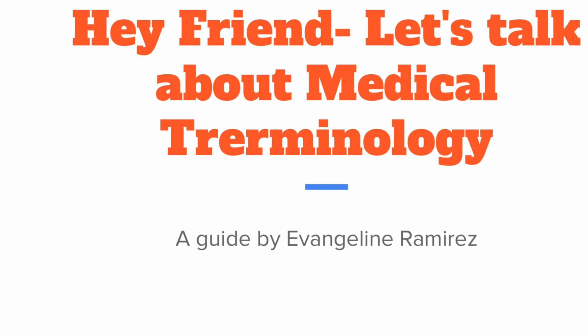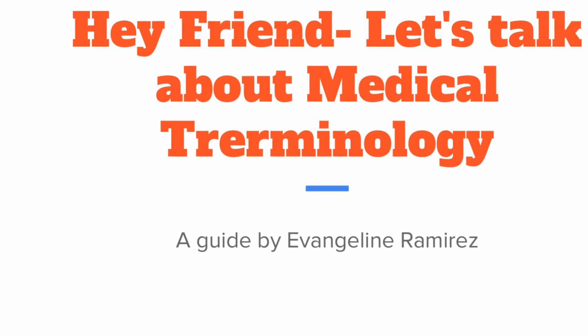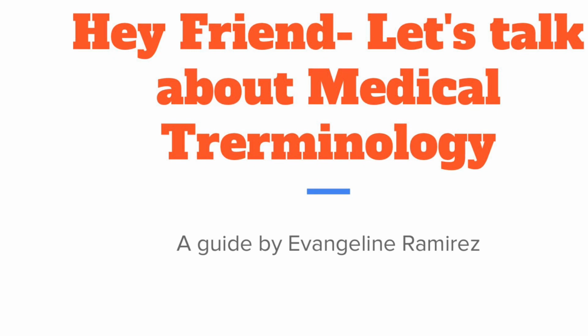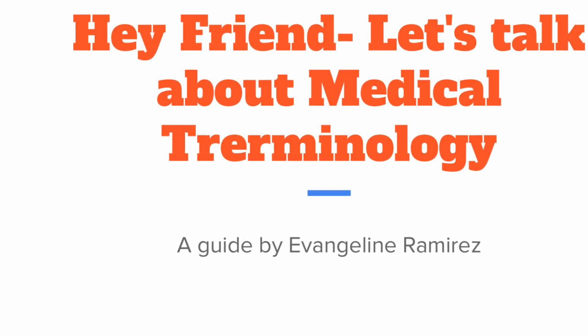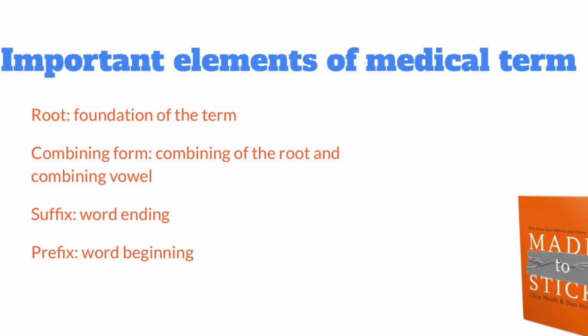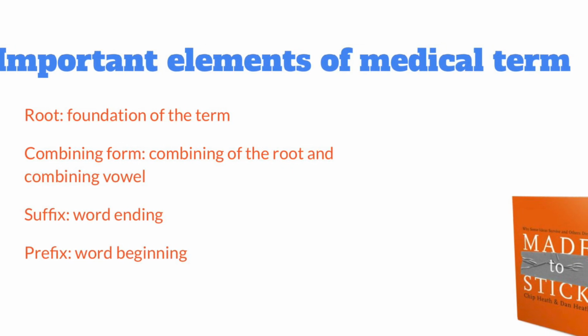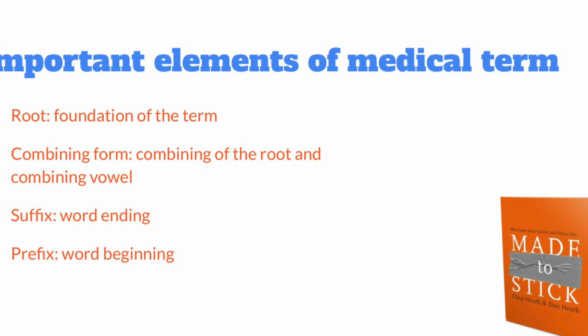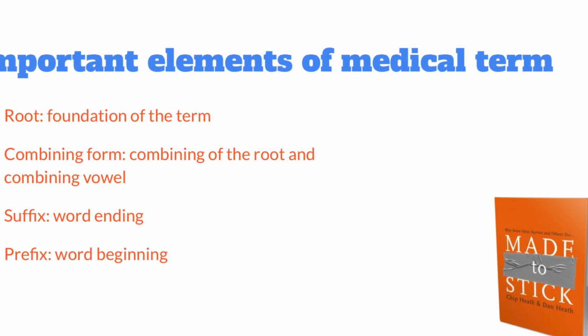Let's talk about medical terminology. Important elements of a medical term are the root word, which is the foundation of a term; the combining form, which is a combination of a root and a vowel, which is always going to be O; the suffix, which is always at the end; and the prefix, which is always at the beginning.